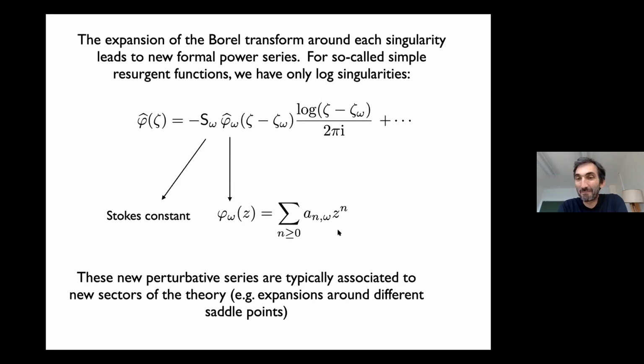Okay. So you start with a formal power series, you explore the singularities of the Borel transform, and you find other formal power series. But then with each of these new formal power series, you can repeat the procedure. Nobody stops you from doing this. So you can do again this procedure for all these formal power series.